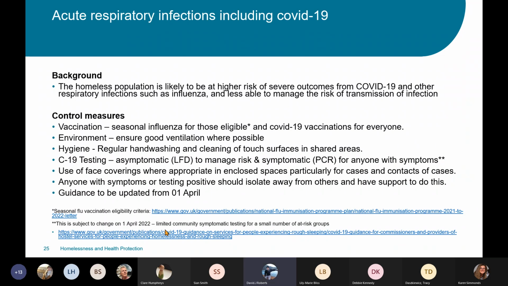Still recommend use of face coverings, particularly in enclosed spaces. Cases should hopefully be isolating away in a room, but if the person is known to be a contact of a case, it's more important to wear a face covering if they do have to mix with others. And then I've mentioned isolation already. And the sector guidance, I understand, is due to be updated from the 1st of April, so we'll have to keep an eye on what comes.